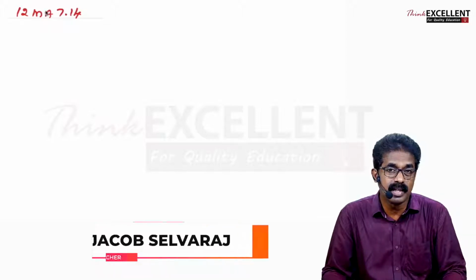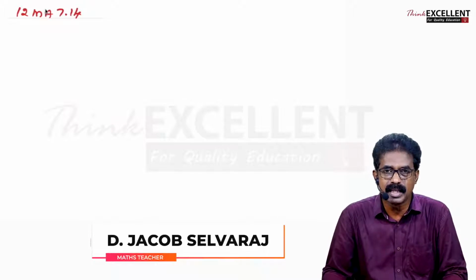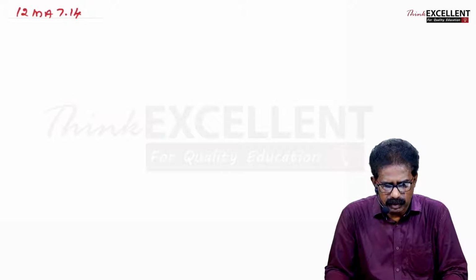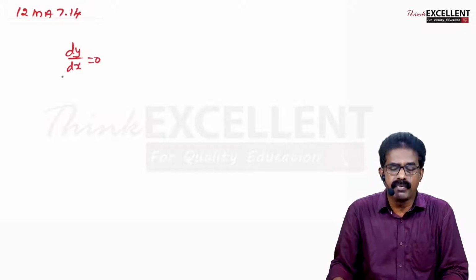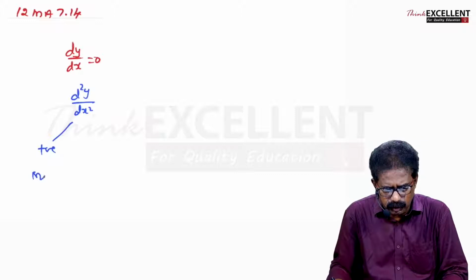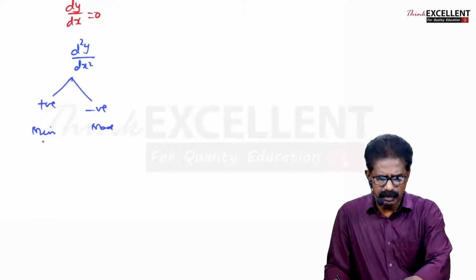So last class finally we studied local maxima, local minima using second derivative, right? So hope you are remembering the conditions for both local maxima and local minima. The first condition remains same, right? You find dy by dx equals 0. Then you find second derivative d square y by dx square. If it is positive, we say there is a local minimum. If it is negative, we say there is a local maximum. Okay, so that's a very simple thing.